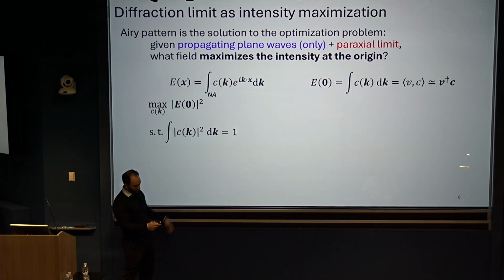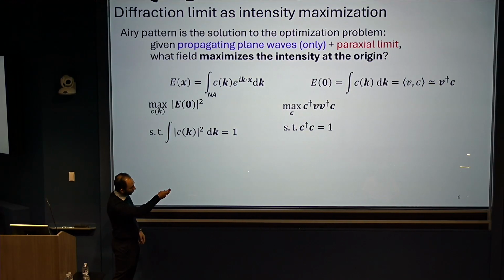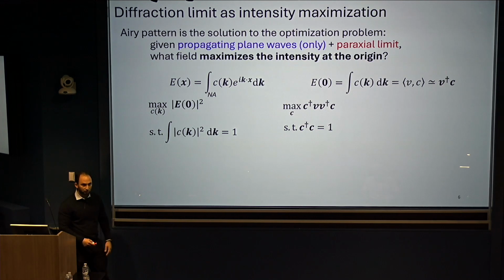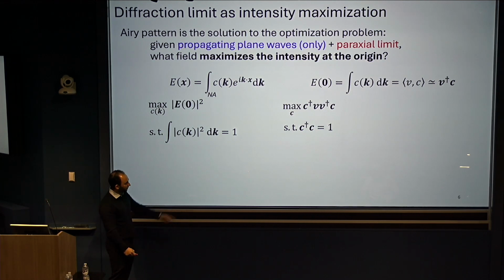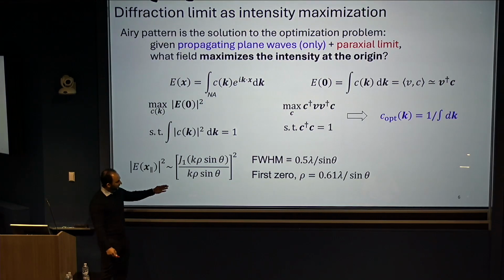And so then the square of the electric field intensity at the origin can simply be written as the square of that inner product, c dagger v, v dagger c. This is a rank 1 Rayleigh quotient problem. The optimal coefficients are just the v's, just 1s. You should excite every plane wave with equal amplitude. You can then do all the integrals for what field that produces. It's exactly the classic Airy pattern. You get the classic results.